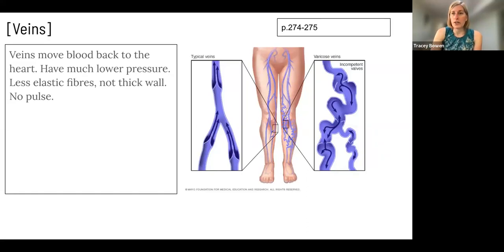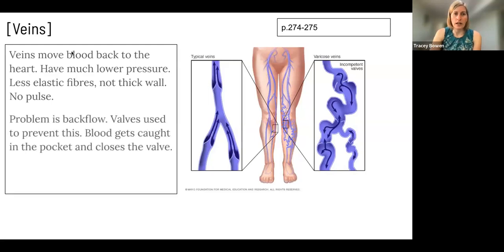So if you were to cut an artery, it would squirt blood out in a beat. That would not happen with veins. It would just ooze quickly. But veins need to prevent backflow because there are no hearts in your toes or your feet. You need to get the blood back up to your heart opposing gravity.